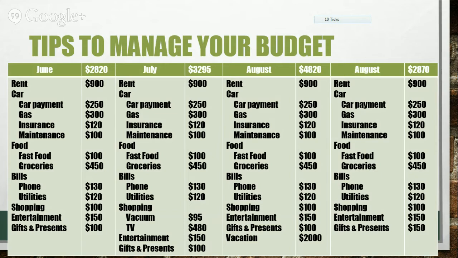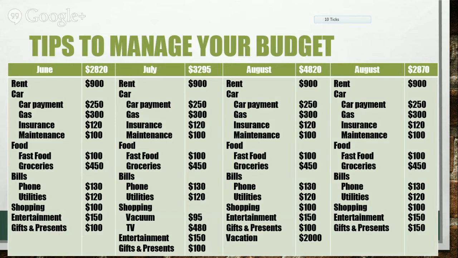For food, on fast food, you spend $100. For groceries, you spend $450. Then you have bills. You have your phone bill, $130, and you have a utility bill. Again, maybe it includes all your bills: electric bill, gas bill, water bill, and it's $120 total.